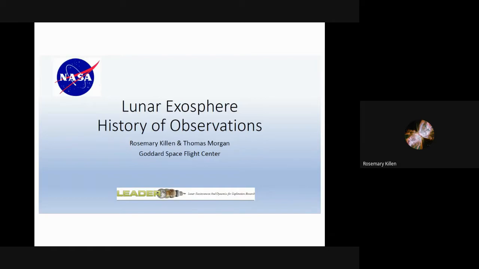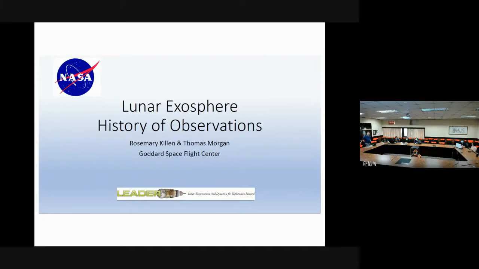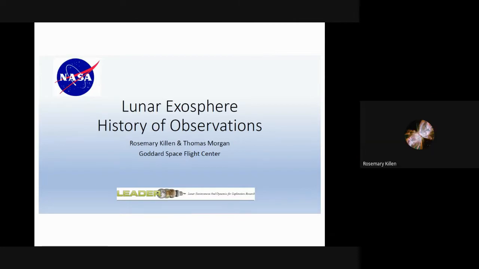On the first slide, I've been asked to show the history of observations of the lunar exosphere, and I'm here with Tom Morgan.